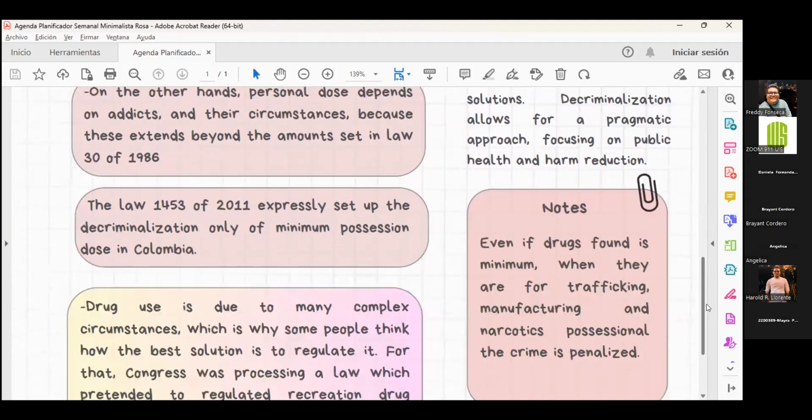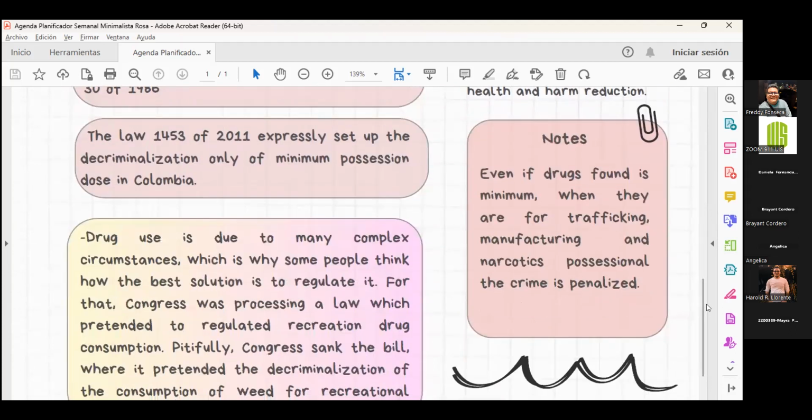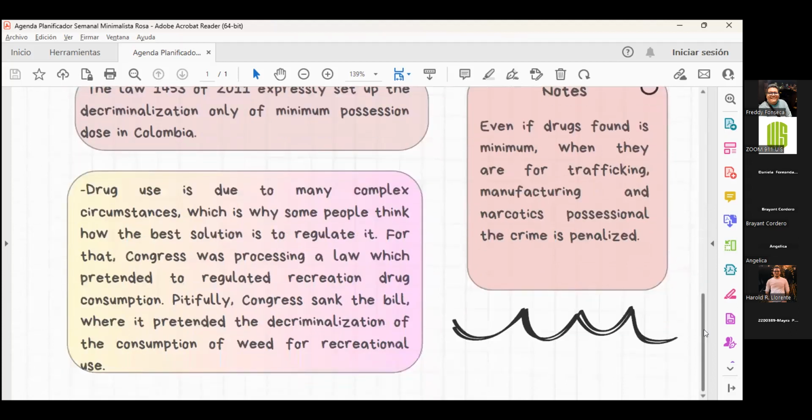Law 1453 of 2011 expressly set up the decriminalization of the minimum possession in Colombia. Still, we have to understand that it only applies to personal consumption, because if it's for trafficking, manufacturing, and narcotics possession, the crime is committed even if the quantity was the minimum.